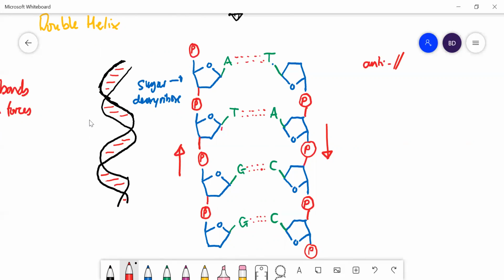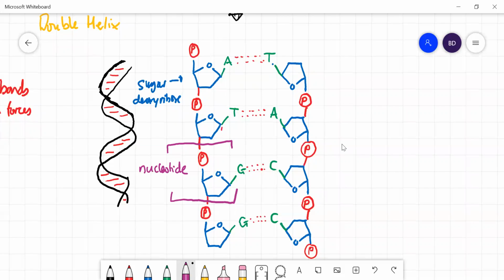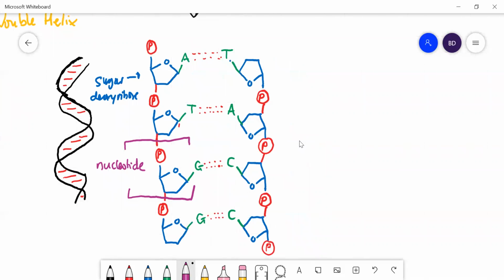Right, let's have a look at the building blocks of DNA. So DNA is a polymer, and you'll probably see that the repeating unit is, well, I'm going to draw it there in purple. That is the repeating unit. So you've got phosphate, sugar and a base, and that is called a nucleotide. Okay, so let's have a little bit more detail on that. Again, you don't need to know, but it's probably helpful.